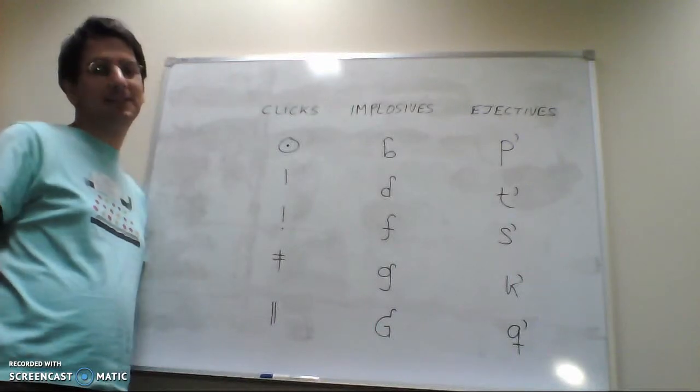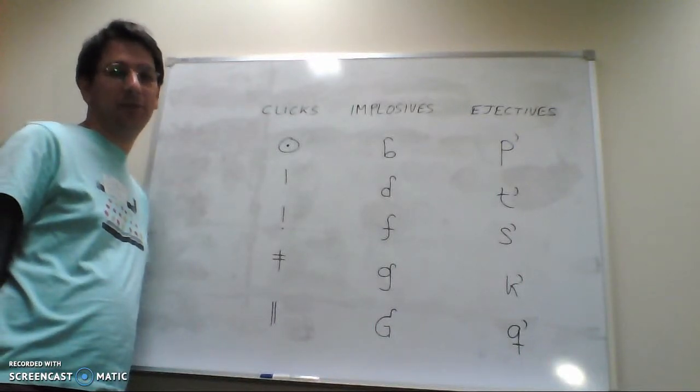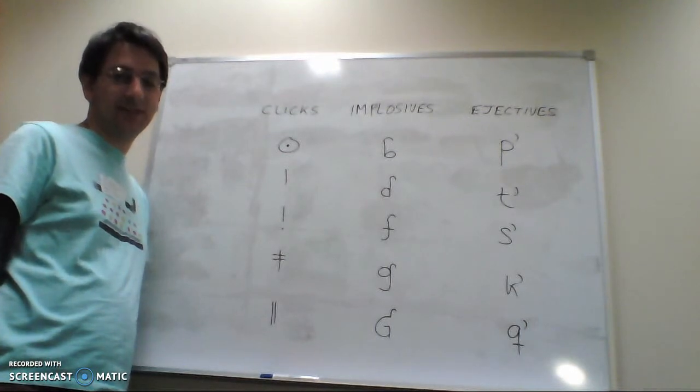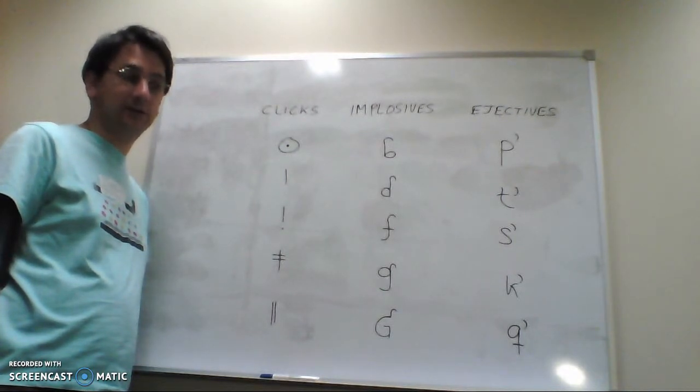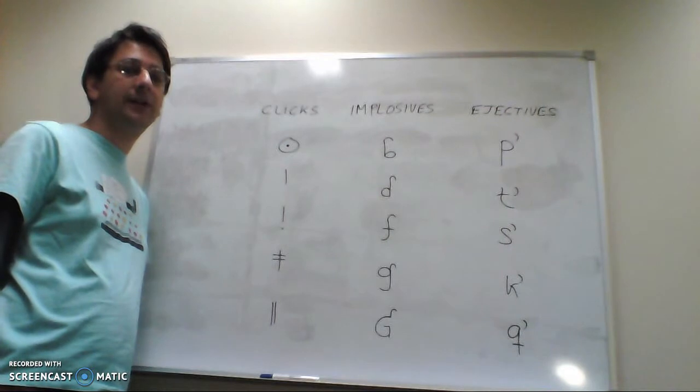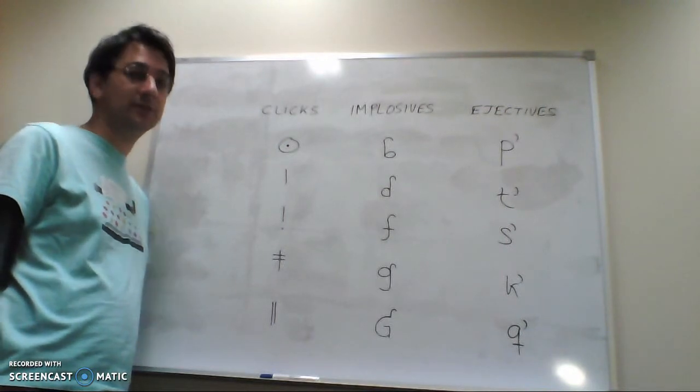Hi, in this video we are talking about the non-pulmonic consonants, sounds in which the airflow is not produced by the lungs pushing the air out. Actually, in some of them, the air comes into the mouth. First of all, we have clicks.